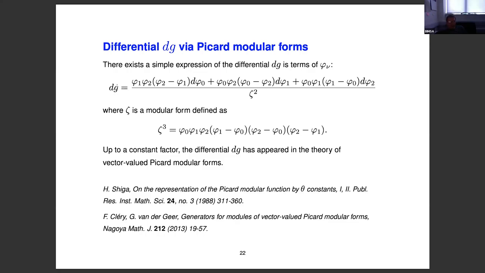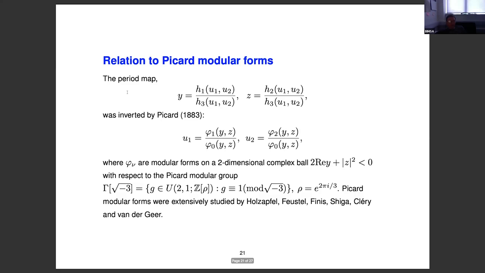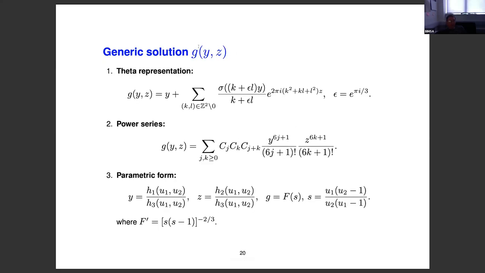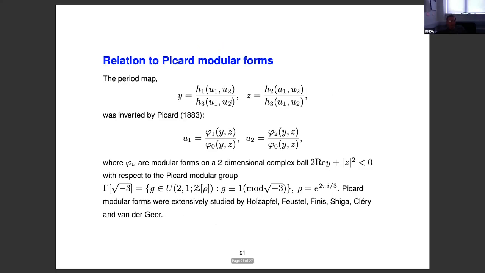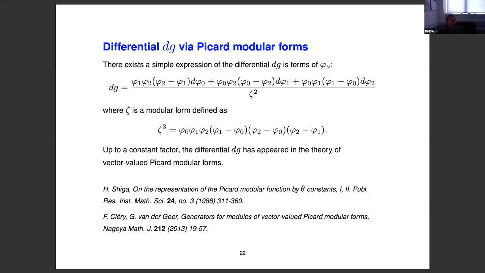And this function g is precisely the function from the Lagrangian density that we saw before. This function g is precisely the antiderivative of this modular form. So it's quite remarkable that this formula was studied by many algebraic geometers, but nobody noticed that this is a total differential of some function.